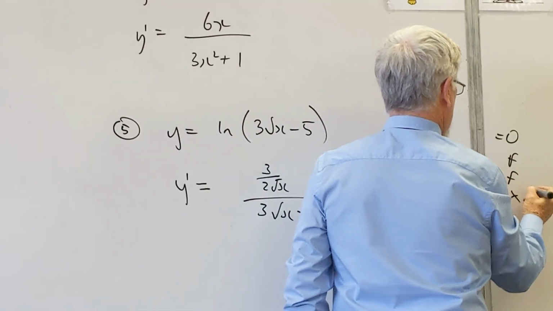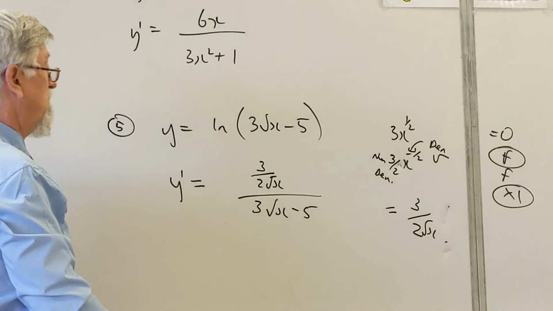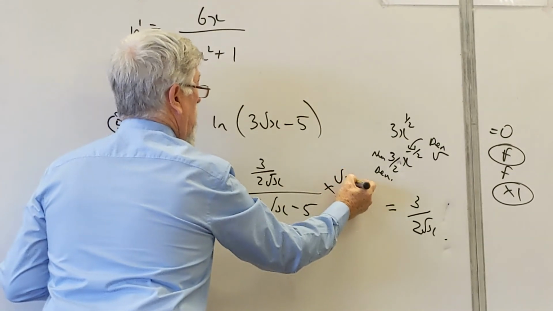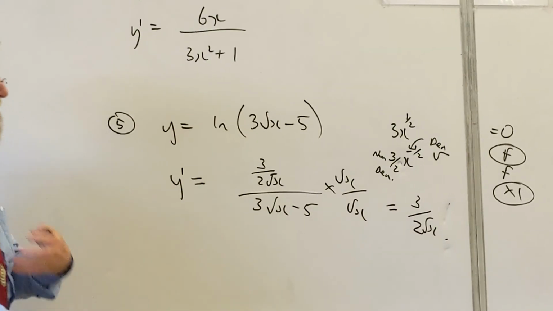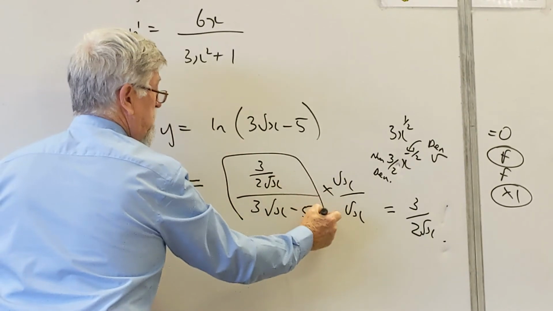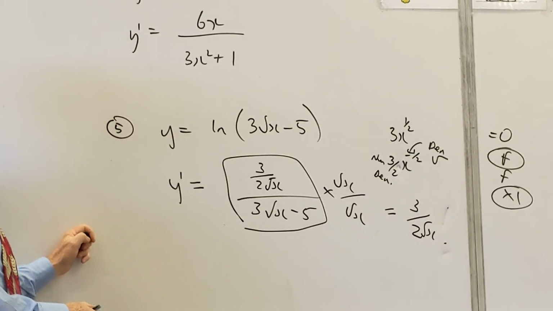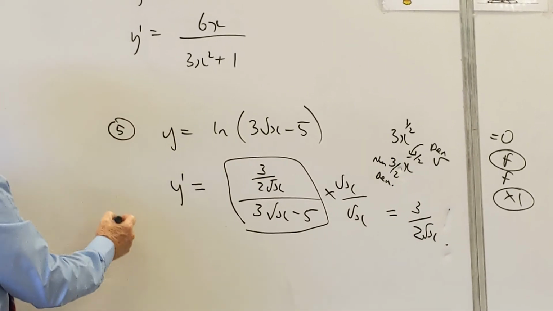What else can I do? Get rid of fractions. How can I get rid of fractions? By going times by 1. How can I times that by 1? Times it by root x on root x. Is that an advantage? Maybe. Shouldn't we do 2 root x instead? By the way, at that point the question's done, isn't it? The rest is history, rearranging.